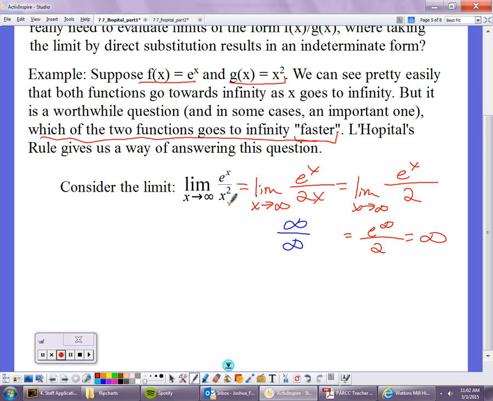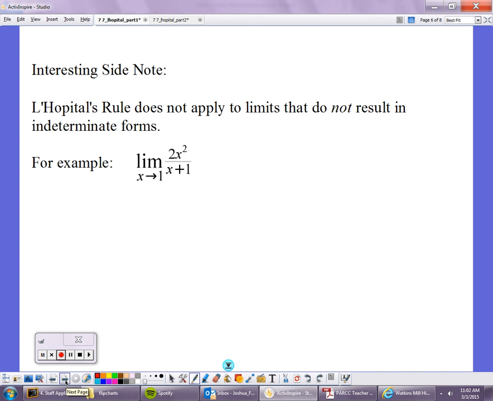All right, so that's all I'm going to do for this. Oh no, sorry, one other thing I want to point out. I've emphasized this as I've gone along, but I want to show you. L'Hopital's rule does not apply to limits that do not result in indeterminate forms. So take an example like this.